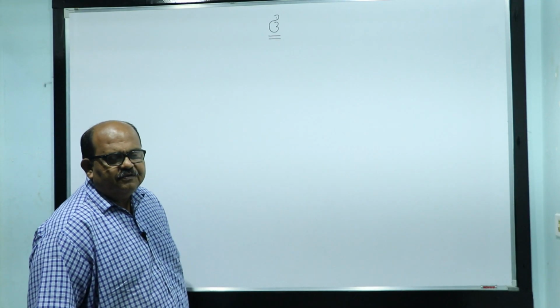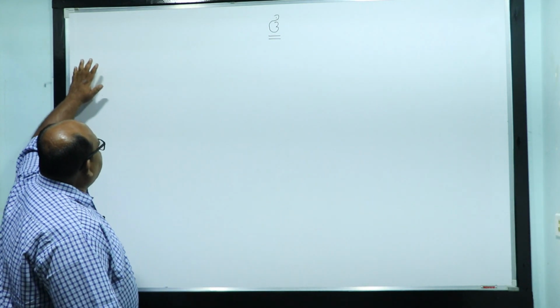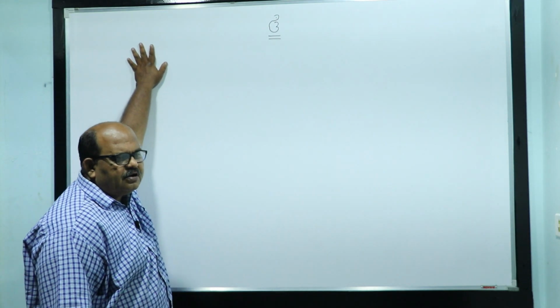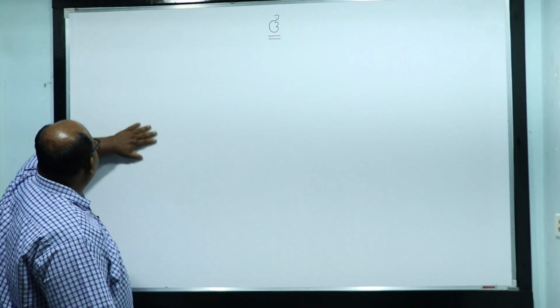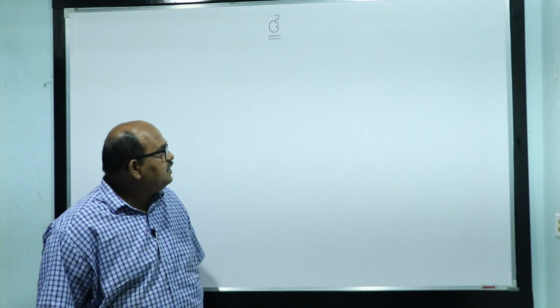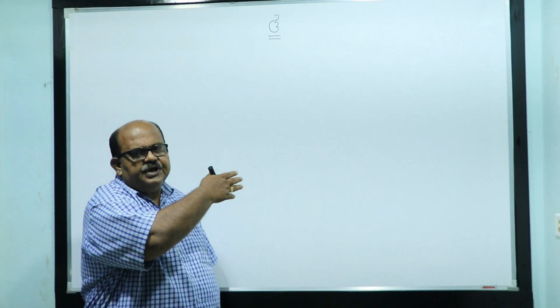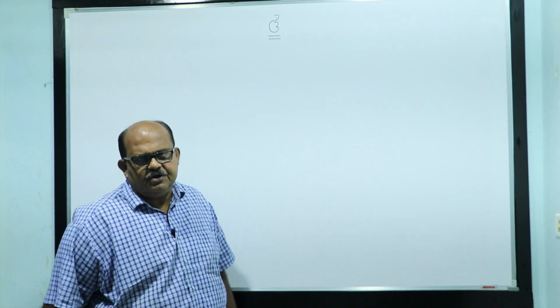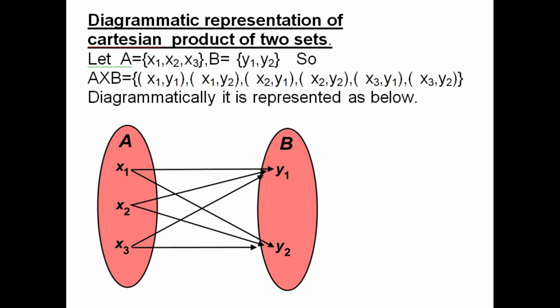Now we discuss very easy things, that is, the representation of Cartesian product. The product of two sets can be represented with the help of a Cartesian plane, graph paper, or with the help of a diagram. Very easy things. Just read the note I have given. You can understand. Now pause the video and write the note.